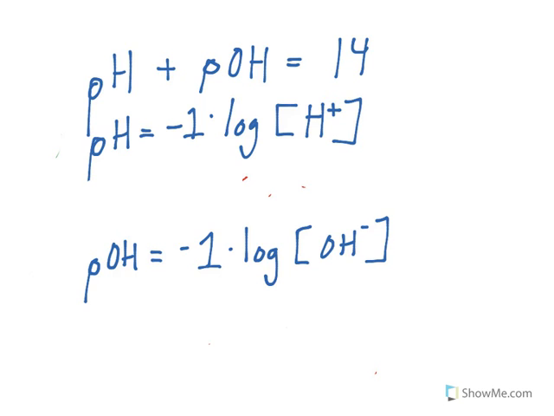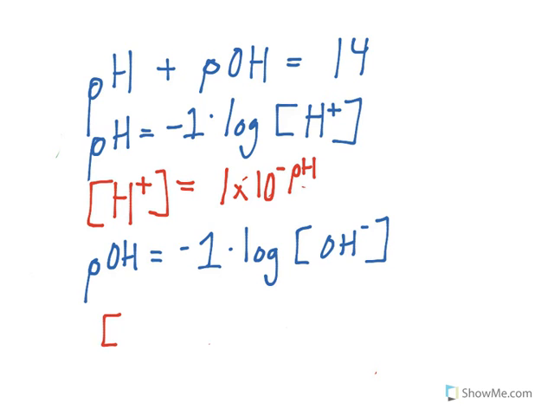Now, I'm going to throw in 2 additional formulas here that you will not see in your books, but that are helpful. They're really not different formulas. They're just rearrangements of the other formulas. H plus ion concentration is equal to 1 times 10 to the negative pH, okay? And OH minus concentration is equal to 1 times 10 to the negative pOH. And obviously, if I want to, I can just get rid of that 1 times.